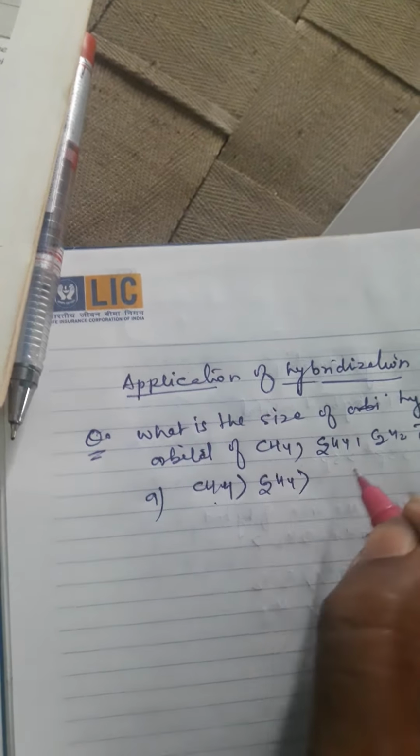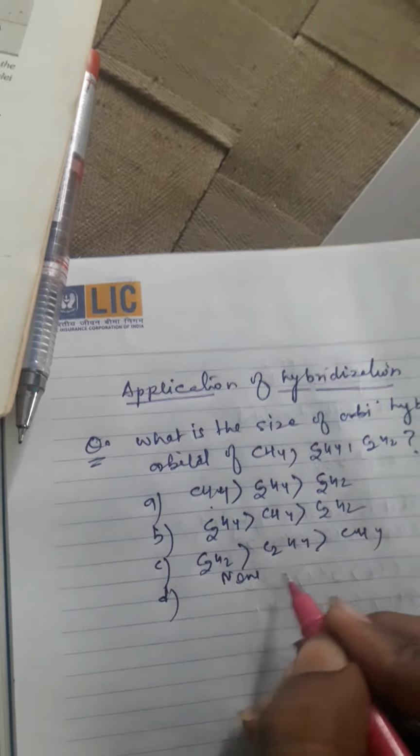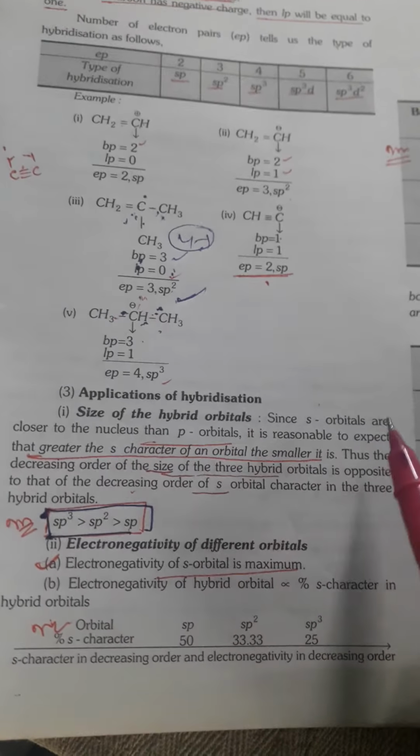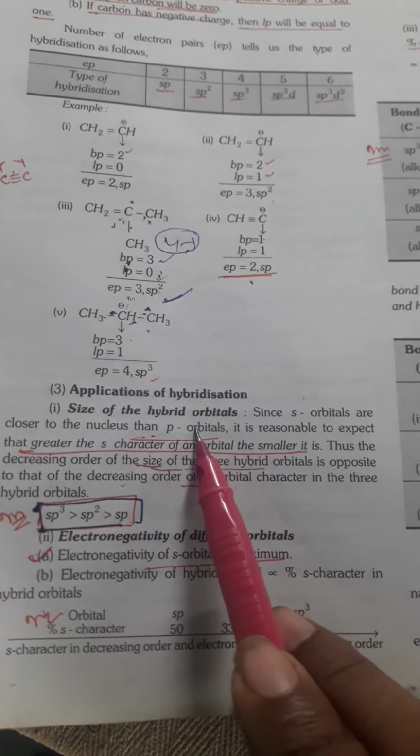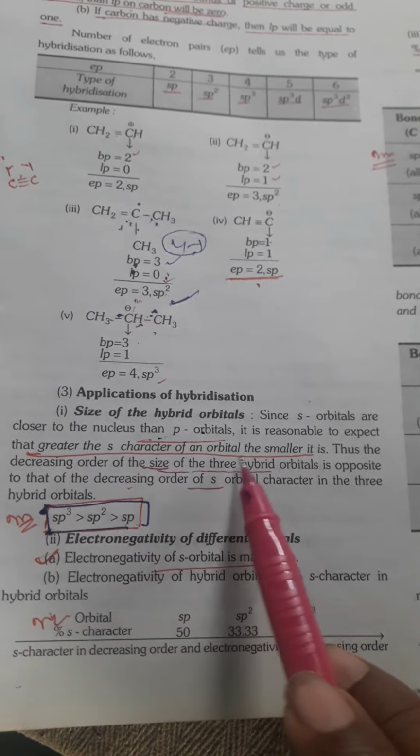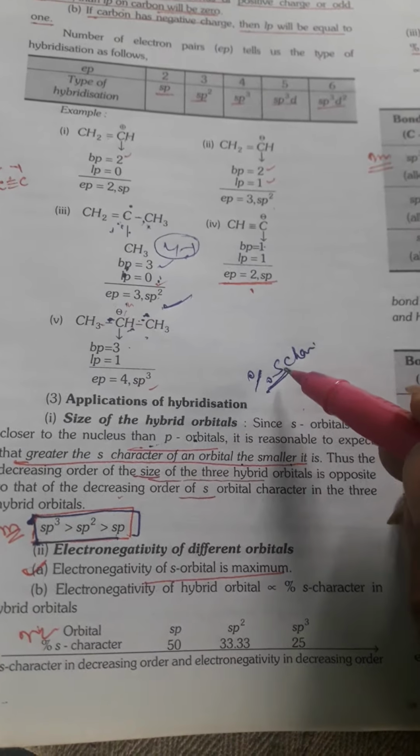Third option is given as C2H2, C2H4, CH4. And the fourth option may be, suppose, none of these. First of all, what this paragraph is saying: since s orbitals are closer to the nucleus than p orbitals, it is reasonable to expect that the greater the s character of an orbital, the smaller it is. So it depends on the percentage of s character.